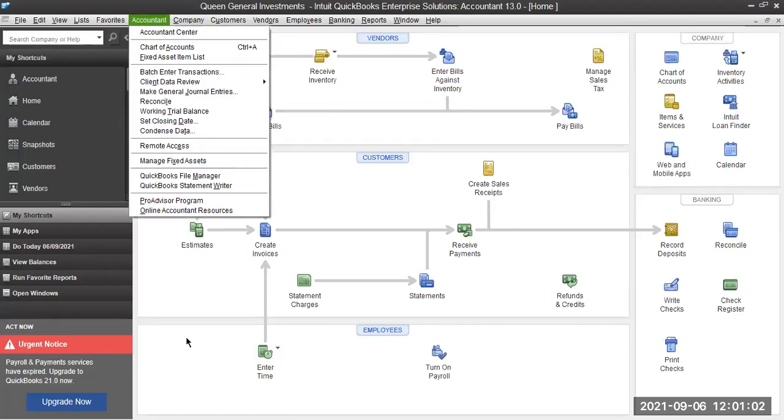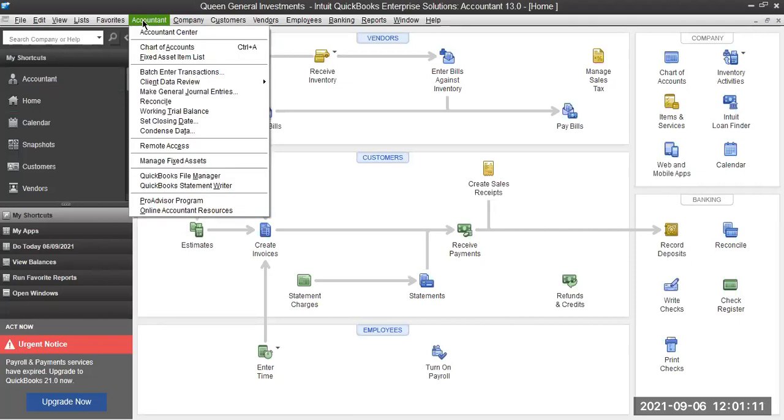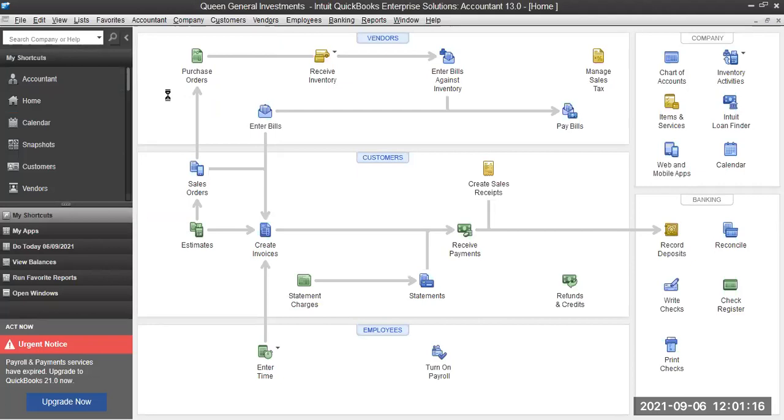We capture journal entries. And to make journal entries, you come to accountant. Go to journal entries.